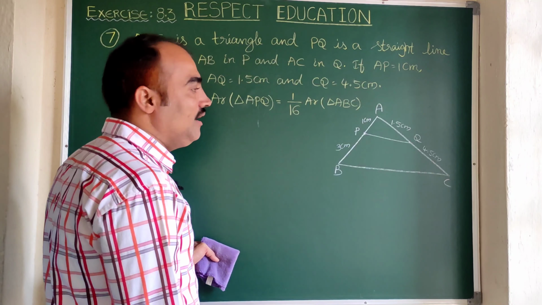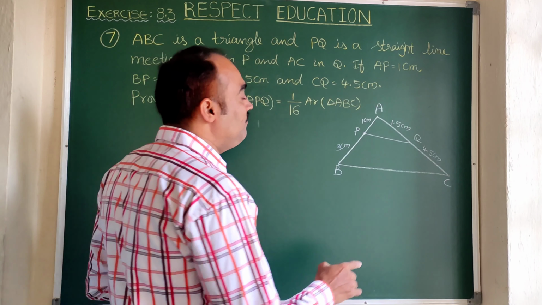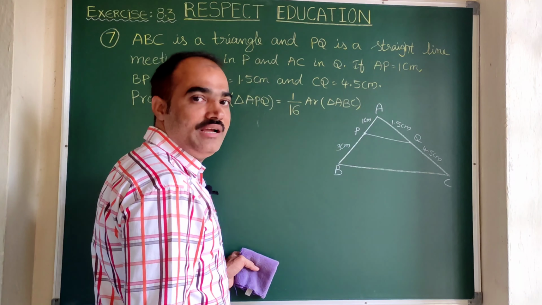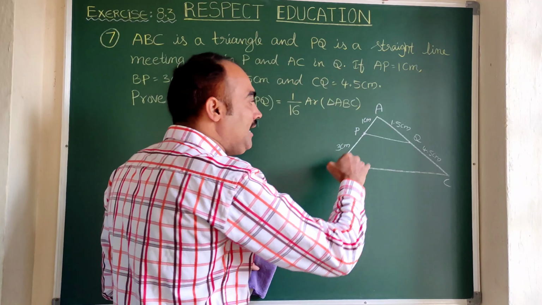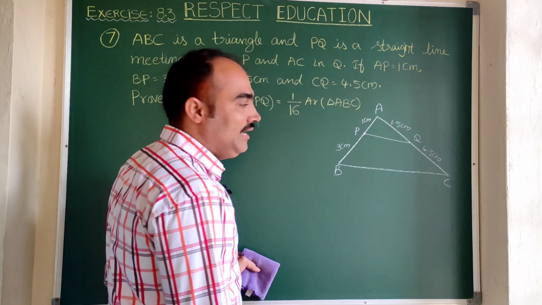Right. Now here, before finding areas, first we need to prove these two are similar. Now let us try whether triangle APQ and ABC are similar or not. Here you see angle A is common in both the triangles. Here can we say angle P equal to angle B or angle Q equal to angle C?